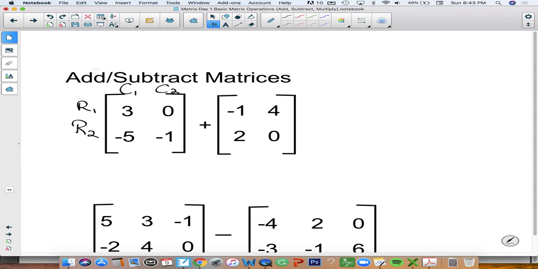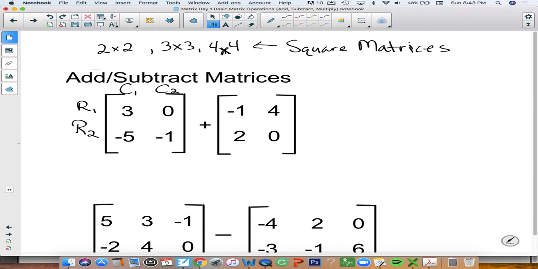Another special word for something like a 2 by 2 or a 3 by 3 or a 4 by 4, which we probably won't get that big, these are called square matrices. You think of a square, it's going to have the same side lengths all the way around. So it could be a 2 on one side and 2 on another side. Same thing with matrices. You're going to have the same number of rows as you do columns. Those are called square matrices. So good information.